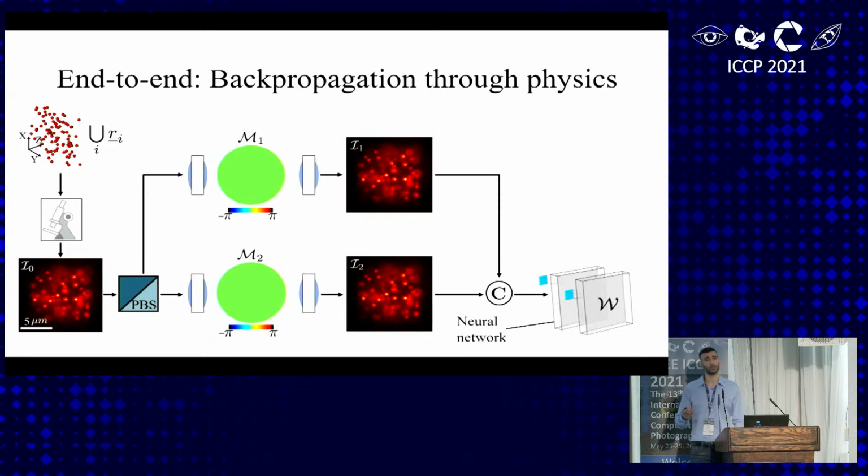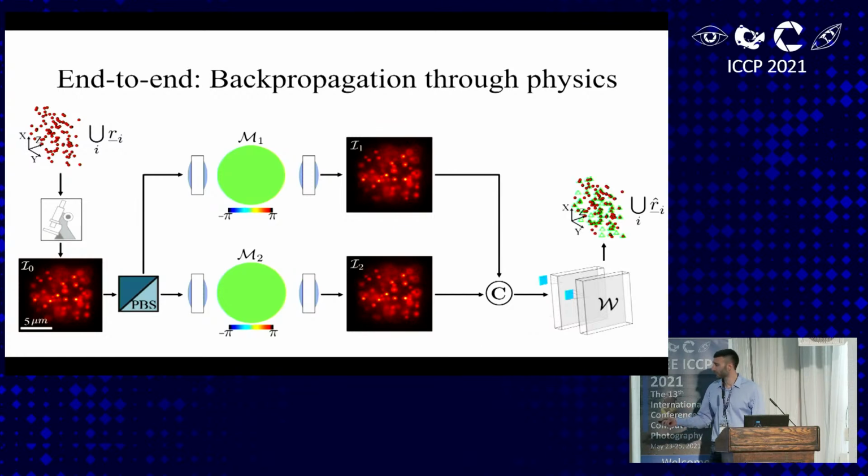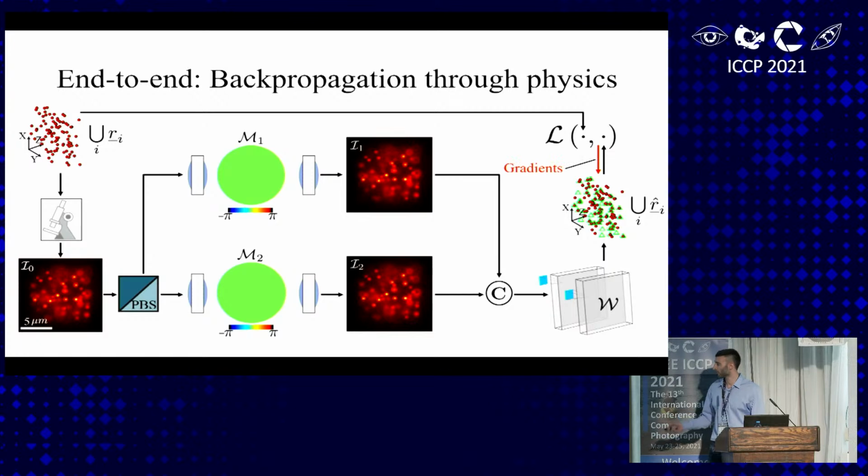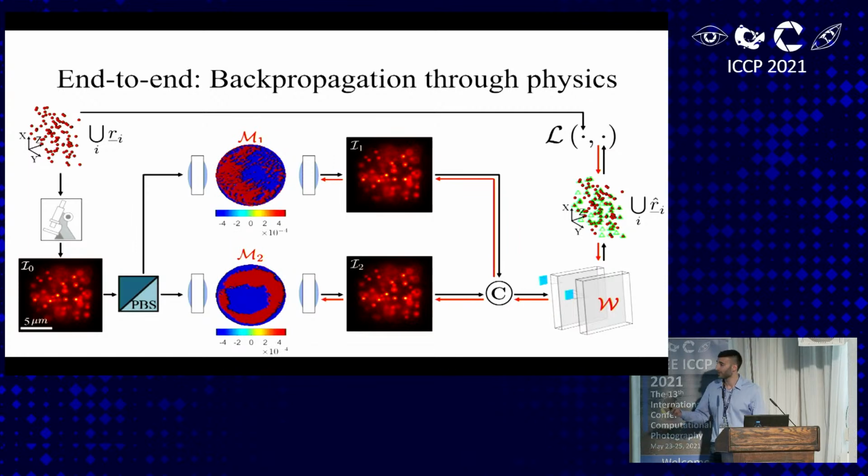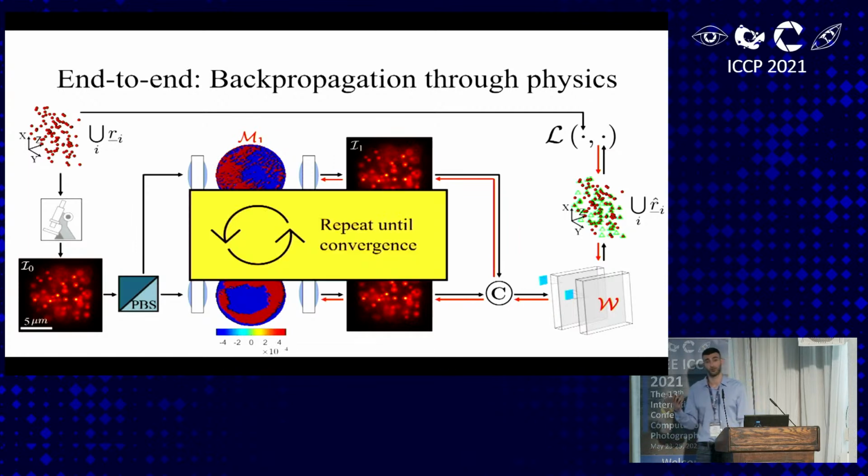Now, this network tries to recover our simulated ground truth positions, manifested here by these green triangles. And using our loss function, we compare the recovery of the network with the simulated ground truth and backpropagate the gradients, both to update the reconstruction network and further backpropagate through the physics to update the phase masks at the Fourier plane. And we repeat this essentially until convergence.